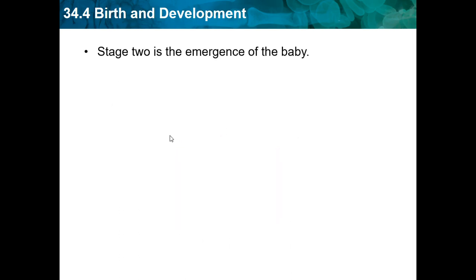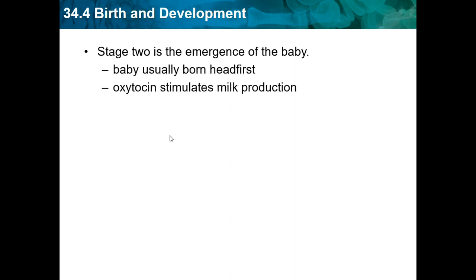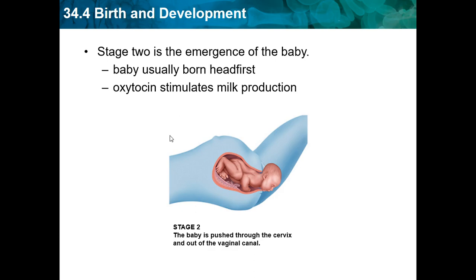So stage 2 is the emergence of the baby. Baby is usually born head first. Oxytocin stimulates contractions. So the baby is pushed through the cervix head first.